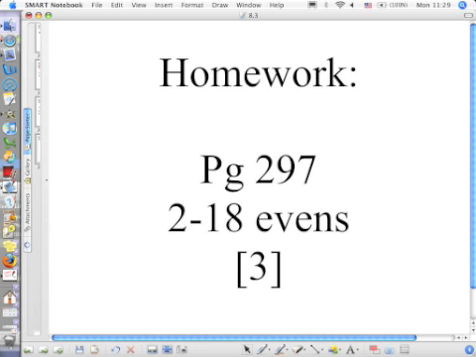Let's get your homework assignment down first, and then we'll come back to that. Just write it down on a piece of paper. Your homework, this is assignment number 3, page 297, 2 through 18, evens. Yes, I will be here tomorrow, so you need to have this done.